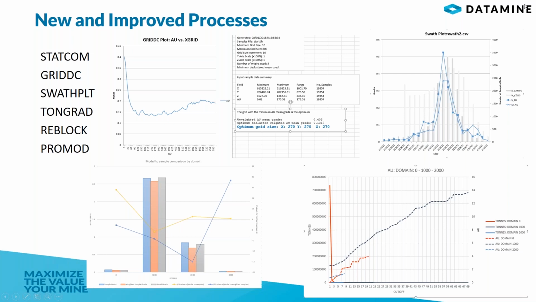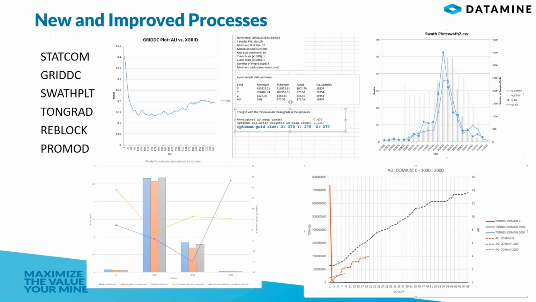and your model grade. So we're looking at this chart in the bottom left here, and you can see here for various domains how those particular grades compare to see if your model is valid for those particular domains. We've also added in some Excel outputs for some other processes, like when you run a swath plot. Now you get an automatic swath plot produced in Excel. If you run ton grade, you also see an output in Excel.